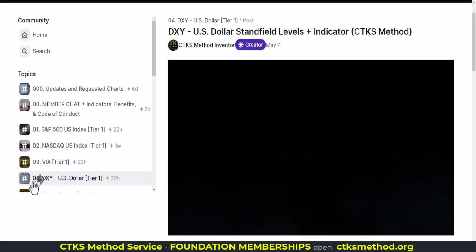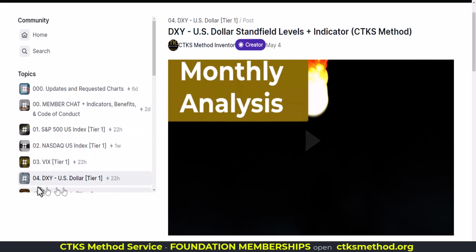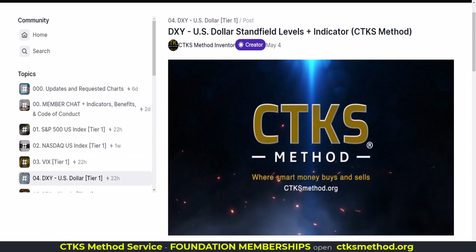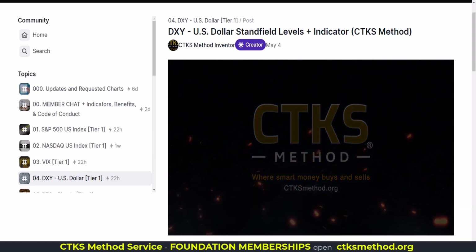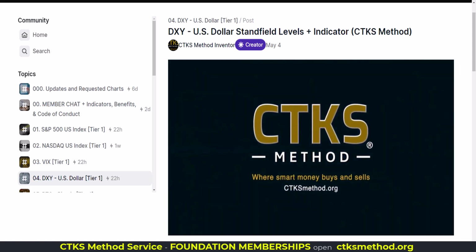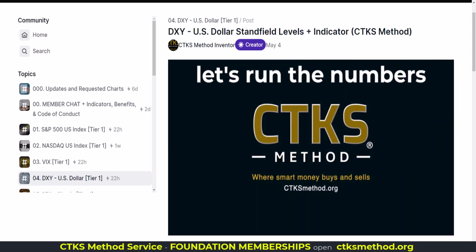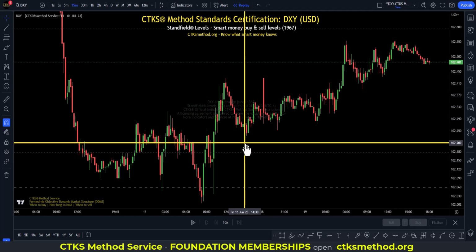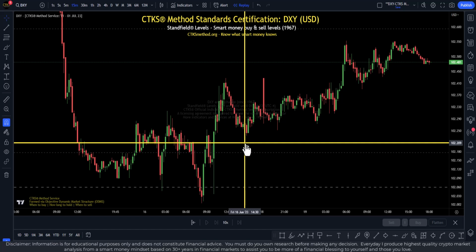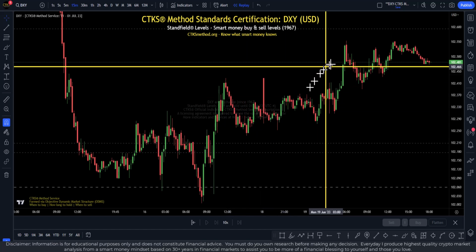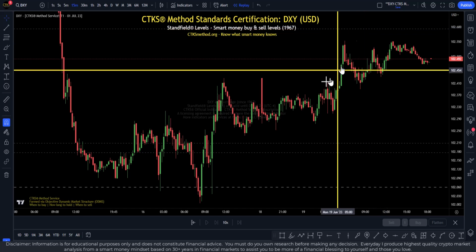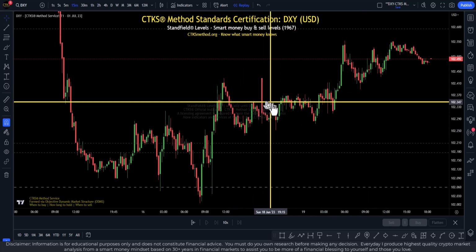Inside the CTKS method service, just go to area 4 and you'll have a video which deals with the DXY, the forward projection on the month, the up and down levels through three-dimensional risk management. When we get a reversal above an SL, which is a Stanfield level, and that was at 102.209, we can see the price is heading towards the next SL up above, around that 102.595 mark. This is very important to understand.